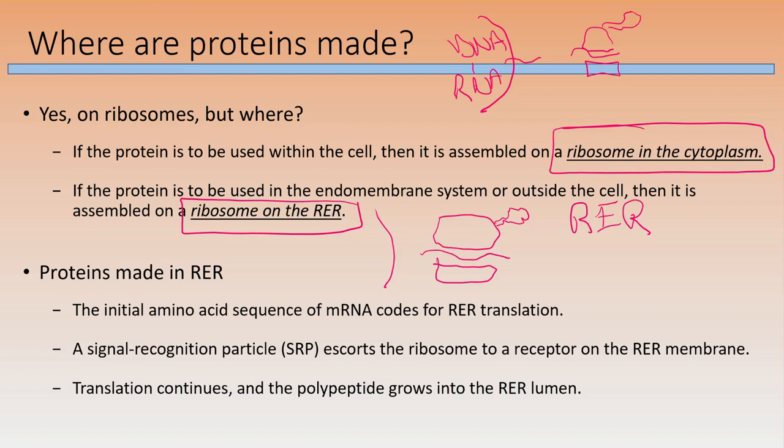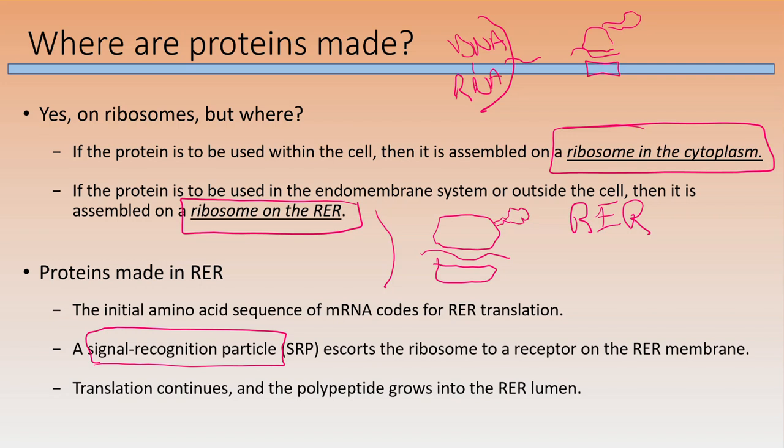The way that proteins are attached to the rough endoplasmic reticulum: if the protein is going to be exiting the cell, it needs to dock onto the rough endoplasmic reticulum, and it's going to use something called a signal recognition particle to do this. This signal recognition particle is going to escort the ribosome to a receptor on the membrane of the rough endoplasmic reticulum. It's kind of like a tugboat that is guiding that big ship to dock at a port. That's what your signal recognition particle does. It's a little tugboat that's going to move that ribosome and dock it on a receptor of the rough endoplasmic reticulum's membrane. And there, translation will continue.